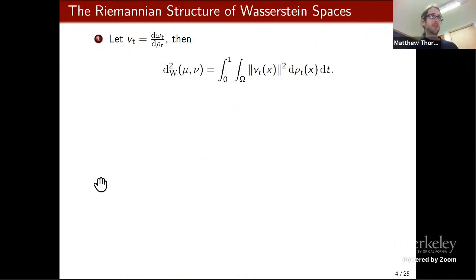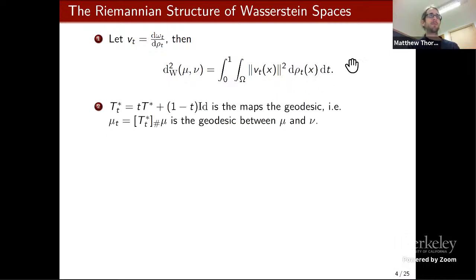Okay, so if I start off by manipulating the Benamou-Brenier formulation, I can write this down as the kinetic energy of this fluid at every time step. I can also recall that if I want a geodesic between two measures mu and nu, this is just given by pushing forward mu by this map T star t, where T star t is just a convex combination of the optimal transport map between mu and nu and the identity.